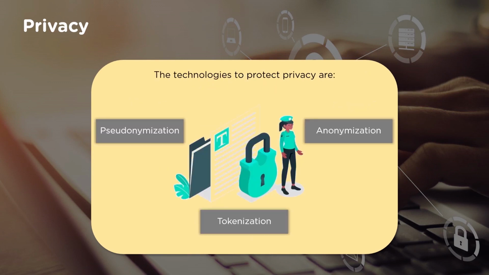To uphold privacy, we use technologies like pseudonymization, tokenization, and anonymization. Well, pseudonymization refers to a data management process. Anonymization refers to a process of either encrypting or removing personally identifiable data so that people who the data describes remain anonymous. And finally, in tokenization, a sensitive piece of data is substituted with a non-sensitive equivalent.